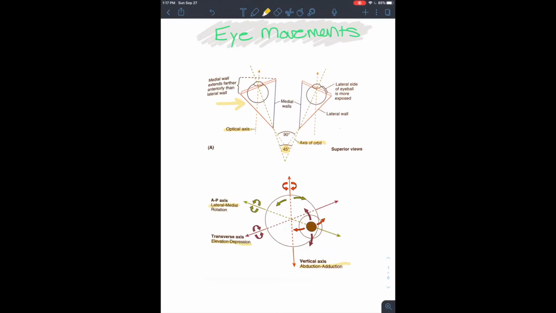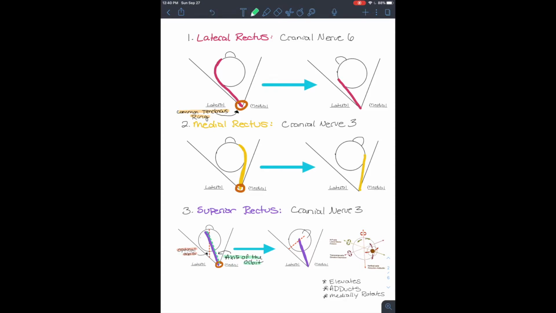or abduction and adduction. The muscles of the eye include the lateral rectus, which is innervated by cranial nerve 6. It originates at the common tendinous ring, and when it contracts, it moves the eye laterally. The medial rectus, which is innervated by cranial nerve 3, also originates at the common tendinous ring, and when it contracts, it moves the eye medially.